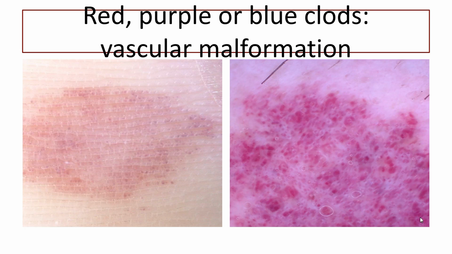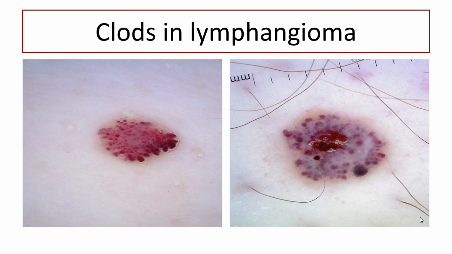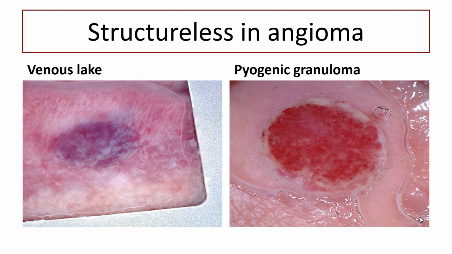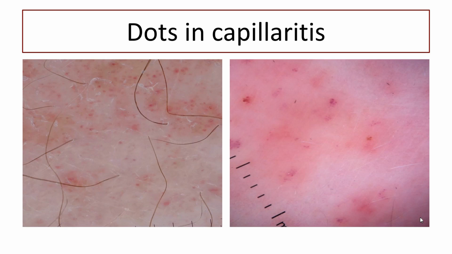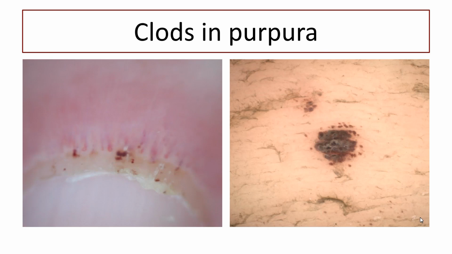We've had the one on the left or similar to it before. Actually, it's a different one, but parallel red dotted pattern. And here's lots of red clots. They're completely harmless. Once you've learned that, you don't need to worry. Here's some more. This one's a lymphangioma, so it tends to have a bit of yellow around it. You could have its structureless pattern in a venous lake, some pyogenic granulomas. So here's some dots and capillaritis, here's some clods and purpura, so bleeding.